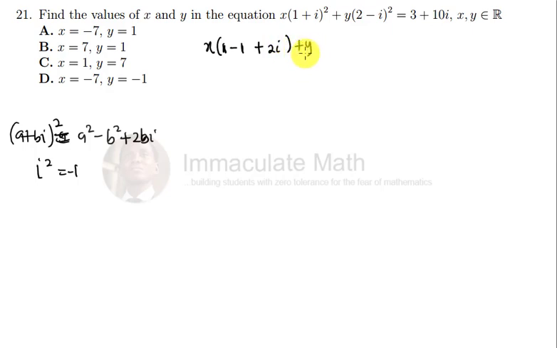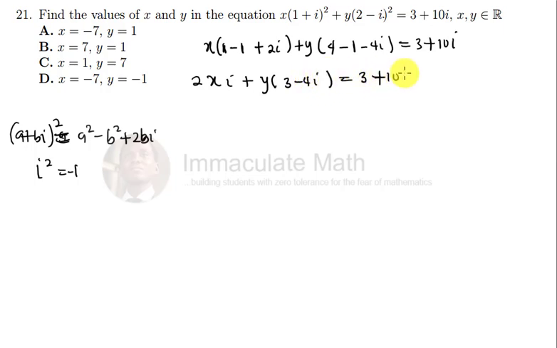Then plus y. Here we have 4, then −i times −i will give me −1, that means we have −1. Then 2 times −i will give you −2i, then multiplied by 2, that will give you −4i, equals 3 + 10i. So if I expand it, I'm going to have 2xi, because 1 − 1 will give me 0, then I'll be left with 2i. 2i multiplied by x will give me 2xi, plus y(3 − 4i), equal to 3 + 10i.